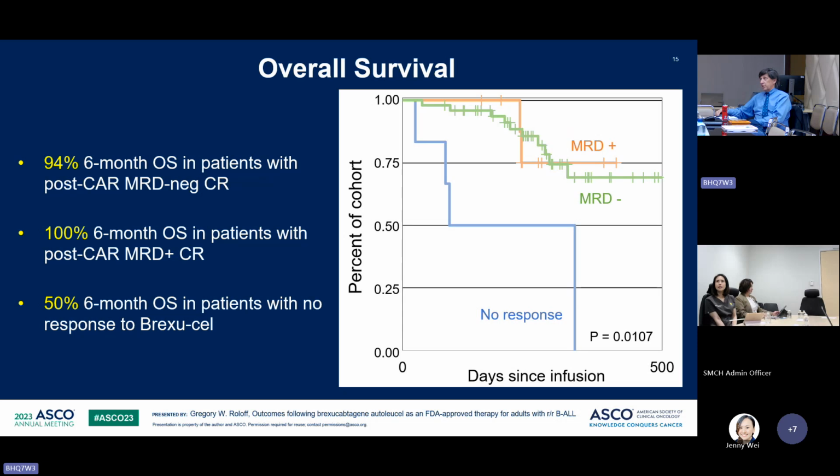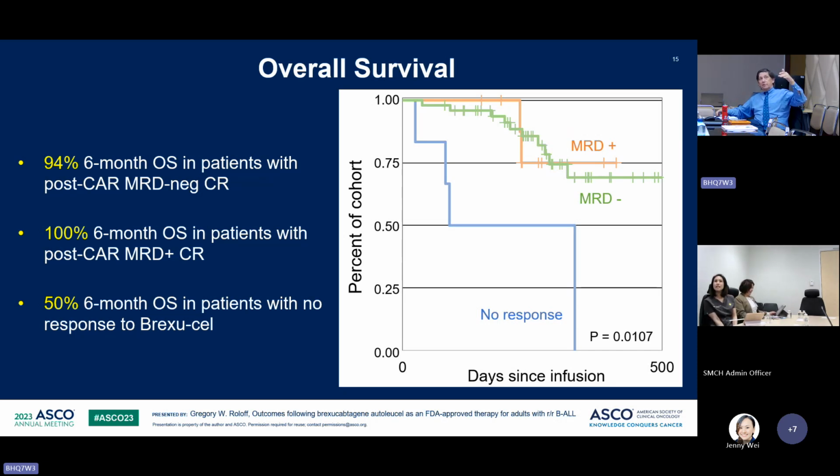Well, in this same presentation of adults getting CAR T for either relapsed refractory ALL or persistent evidence of disease, if you ask them what's the likelihood of being alive, well, you can see that if you're, these are all patients.